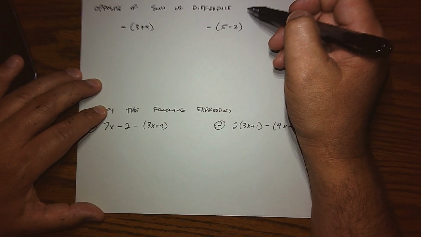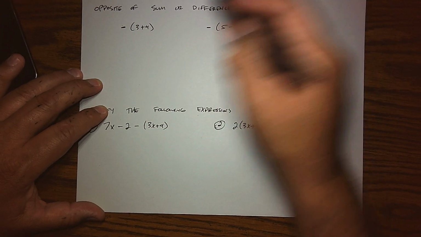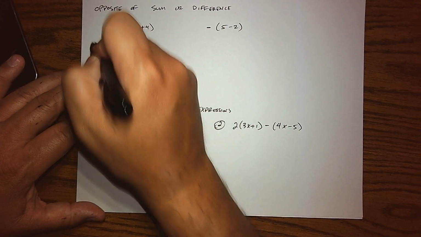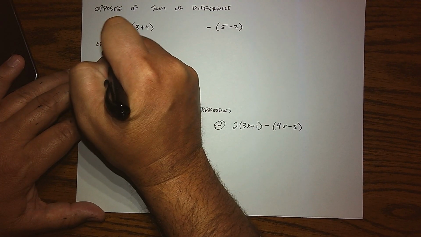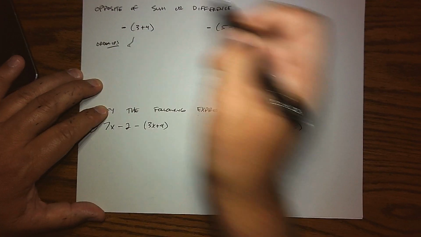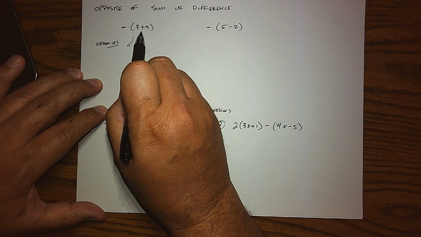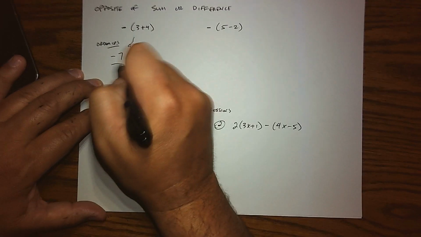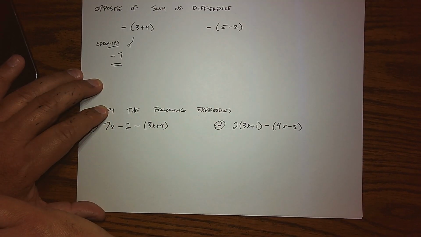Now, to figure out what happens when we have the opposite of a sum, there's two schools of thought. One is to use our order of ops. All right, so if we use order of operations, I do what's inside the parentheses first. 3 plus 4 is 7. And so basically the result of this is negative 7.